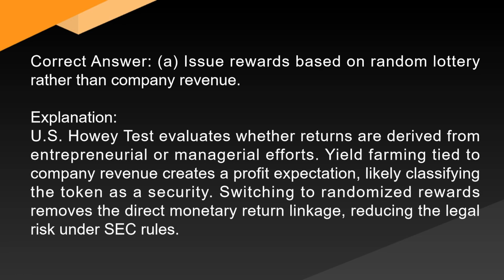Explanation. The U.S. Howey test evaluates whether returns are derived from entrepreneurial or managerial efforts. Yield farming tied to company revenue creates a profit expectation, likely classifying the token as a security. Switching to randomized rewards removes the direct monetary return linkage, reducing the legal risk under SEC rules.